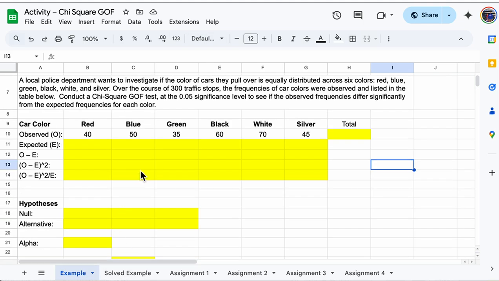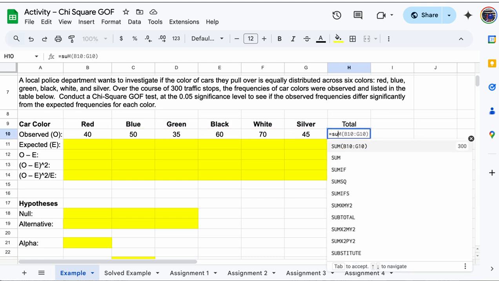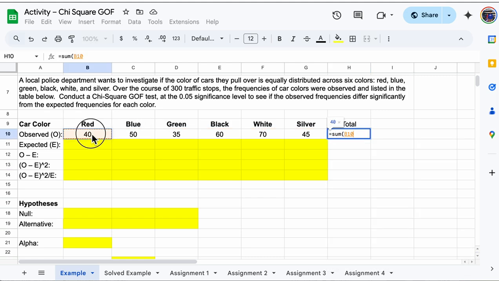First move is to get the total, which it said 300 traffic stops, so that should be easy enough. So I'm going to do sum, and I'll get the sum of these values here, and then I'll lock it in.